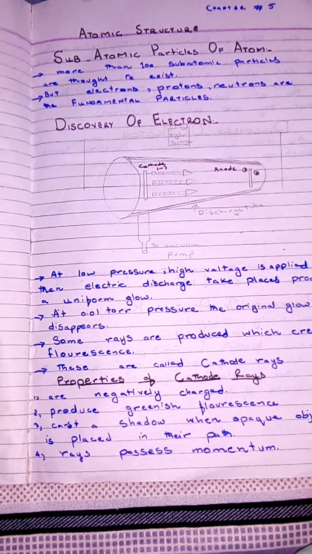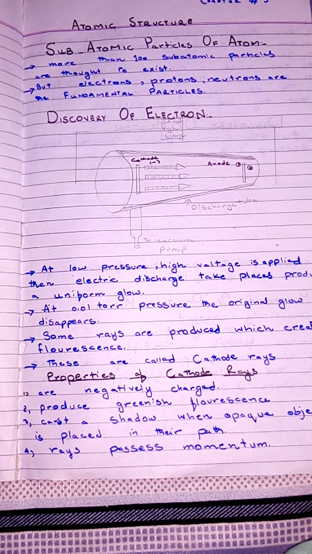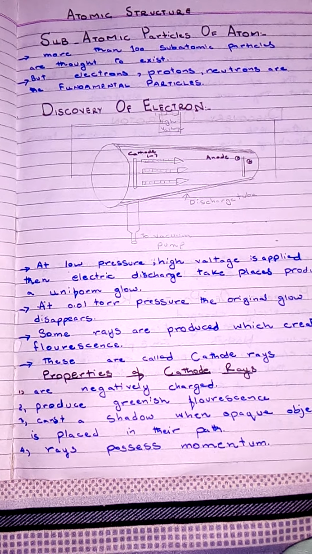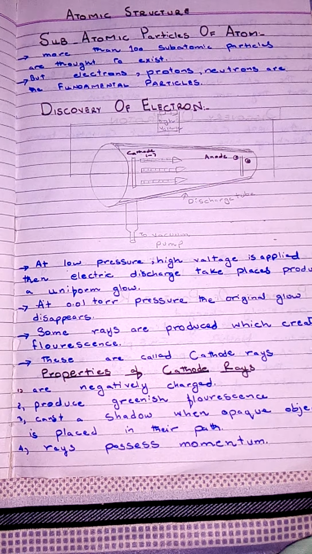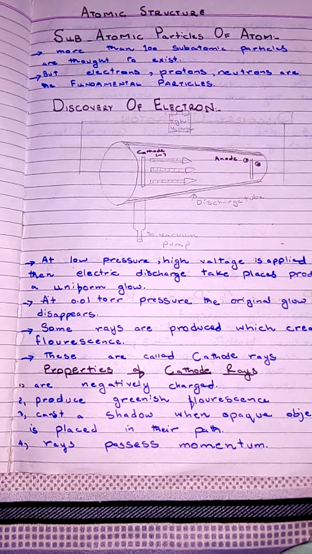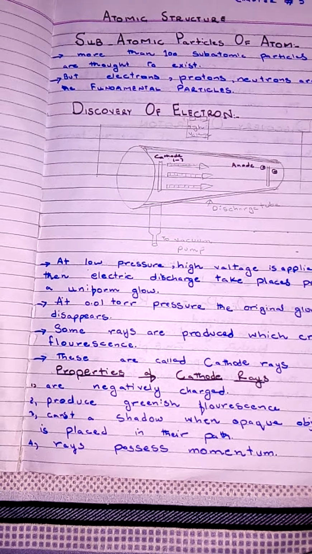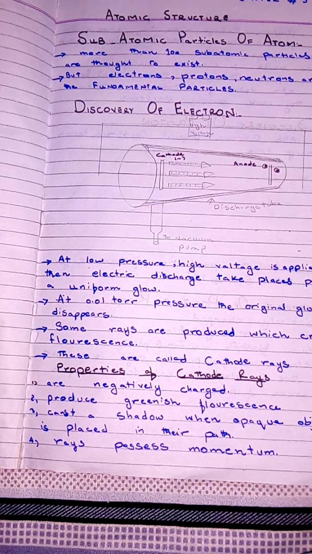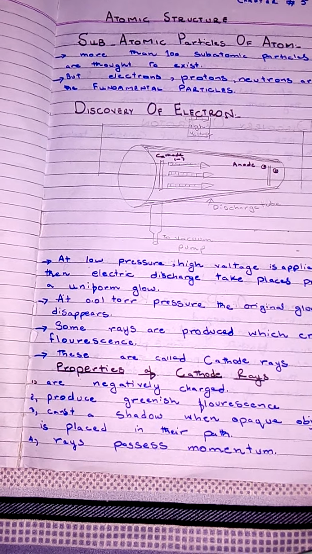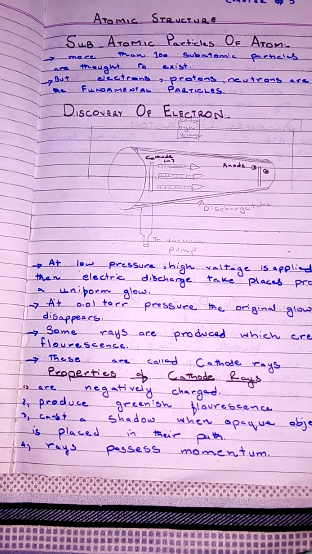I am your chemistry teacher, and today we will study chapter number 5, atomic structure. And the first topic is subatomic particles of atom. The definition of atom is: matter is composed of very small particles called atoms.